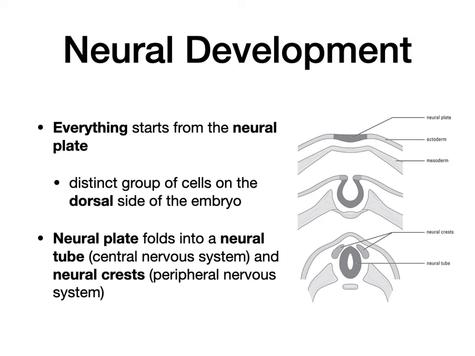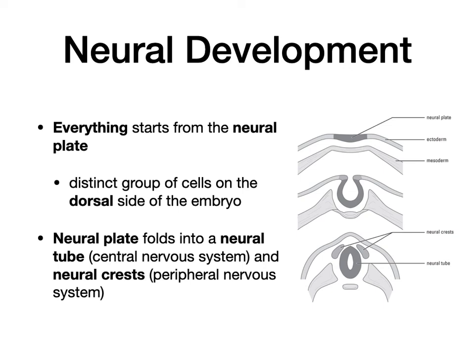So this plate begins by folding inward into a tube, the central nervous system, and then it has a few crests, little things that will extend into the body. So the central nervous system being the brain and most of the spinal cord, and then everything else being the stuff that will stretch out to your hands and fingers and toes and all this stuff.